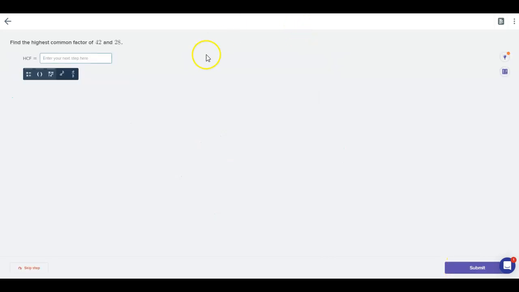Let's try another one. So this one says, find the highest common factor of 42 and 28. So again, it's exactly the same process, but this time they haven't given us the prime factors. So we've got two ways of doing this. We could do our T-charts and find all the factors of 42, all the factors of 28, and then literally find the biggest number in both. But let's again do this by prime factorization.